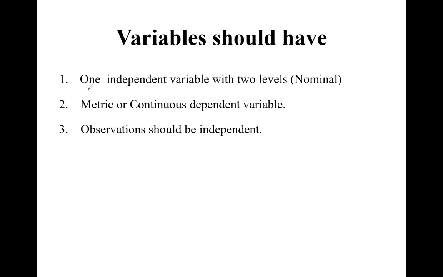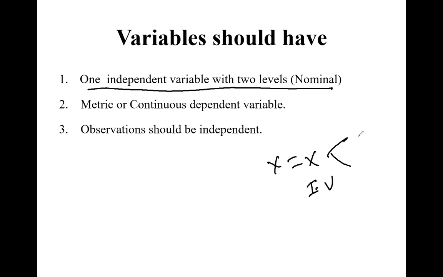One independent variable should have two levels. Y equal to x, where x means the independent variable, IV. There may be two levels, the dependent variable should be continuous, and observations should be independent. These are the prerequisites of the independent t-test.